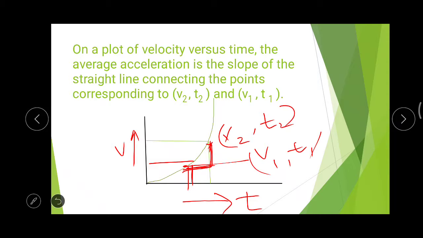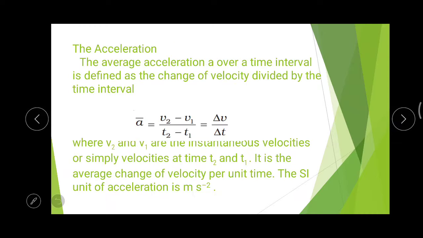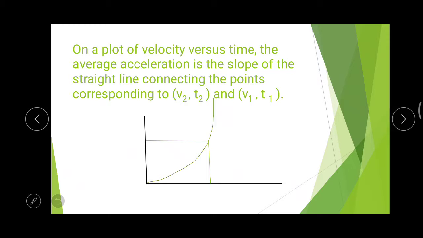You can find the slope of the graph. That will be equal to v2 minus v1 divided by t2 minus t1. We have already seen that v2 minus v1 divided by t2 minus t1 is the average velocity. So we can say the slope of the velocity-time graph gives us the average acceleration.